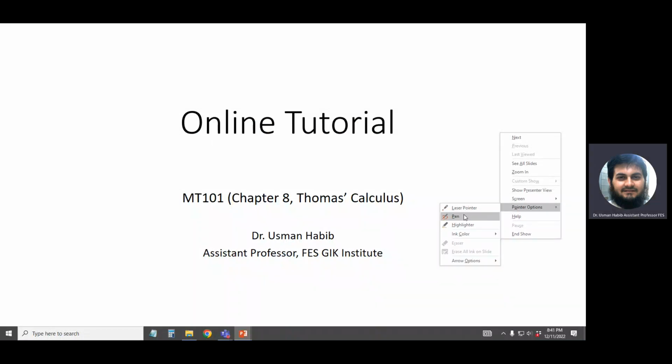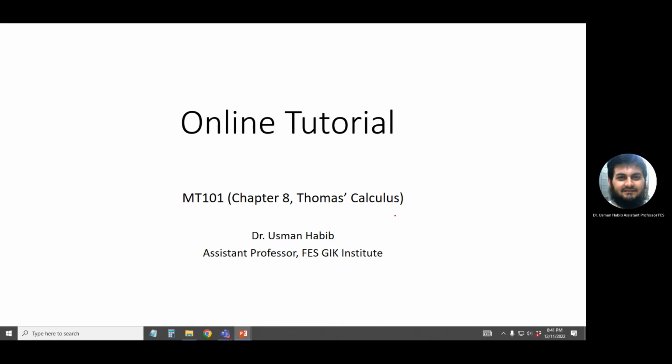In Chapter 8, we discuss different techniques to solve integrals, and it involves the basic integrals that you have already done at A levels or FSC. And then we had 8.2, and I'm talking about the Thomas Calculus book. So 8.2 covers integration by parts, which you might have done as well in FSC and A levels.